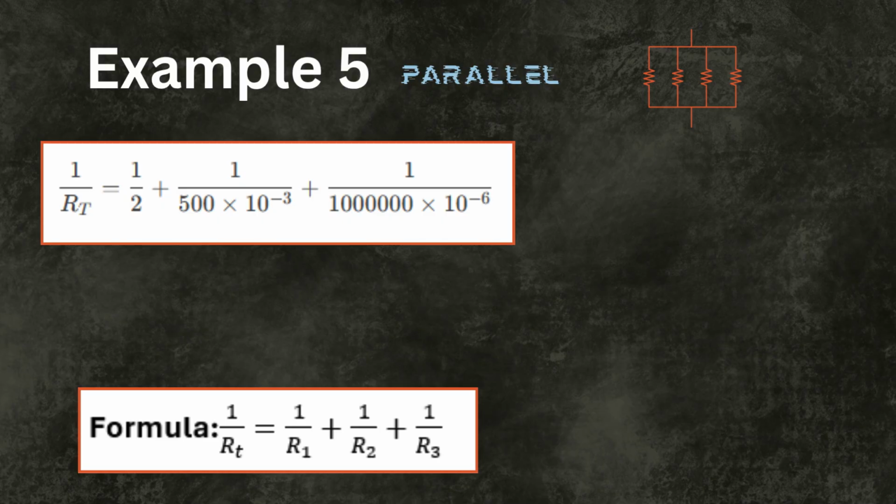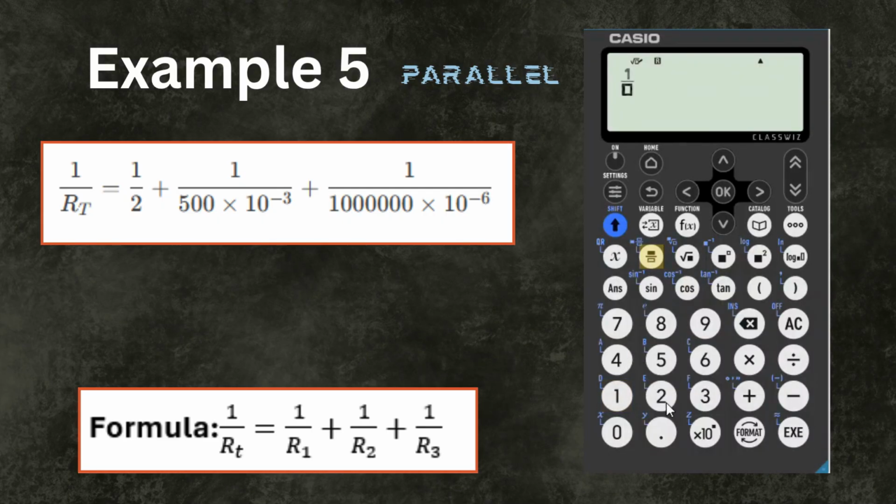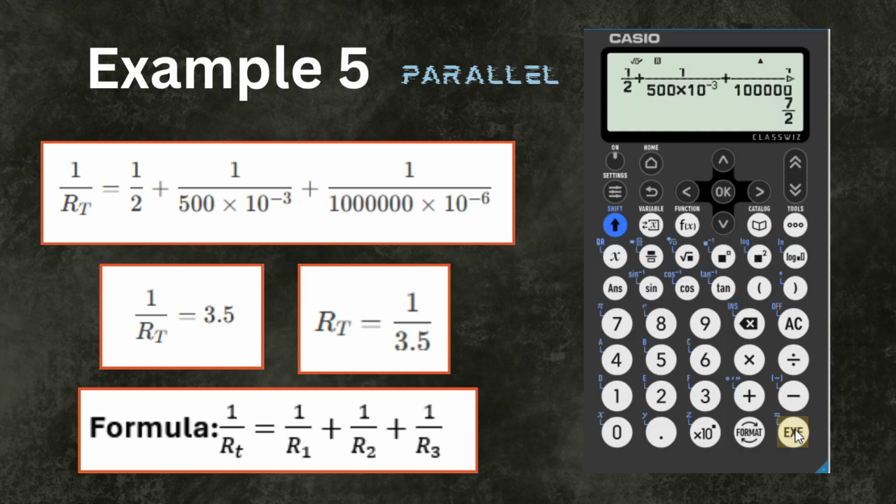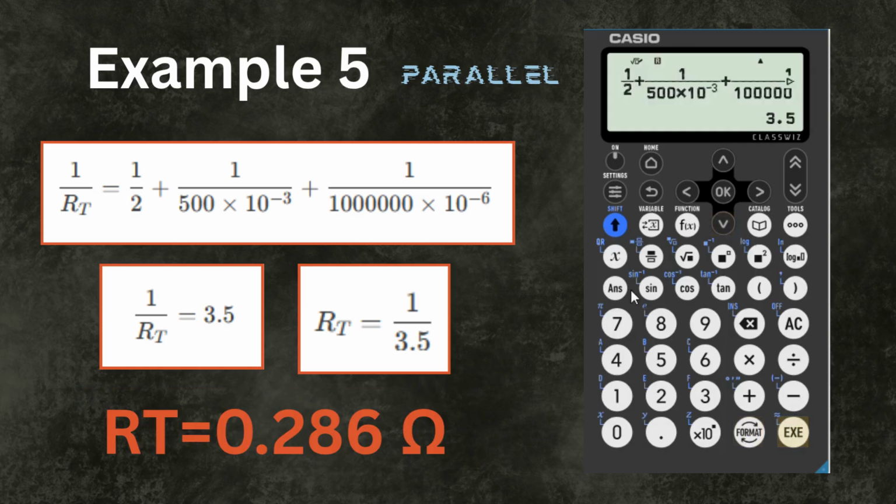Calculation method 1 using scientific notation. Enter the values directly into the fraction calculation. 1 divided by the total resistance equals 1 divided by 2 plus 1 divided by 500 times 10 to the power of minus 3 plus 1 divided by 1 million times 10 to the power of minus 6. The result is 3.5. Next, use the reciprocal function on your calculator. You can see how this works on the calculator on the left. The result is approximately 0.286 ohms.